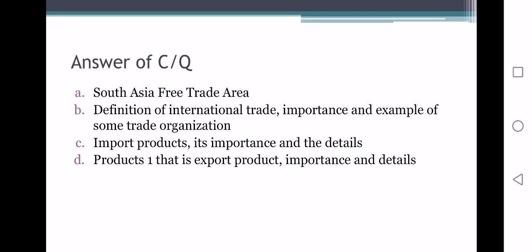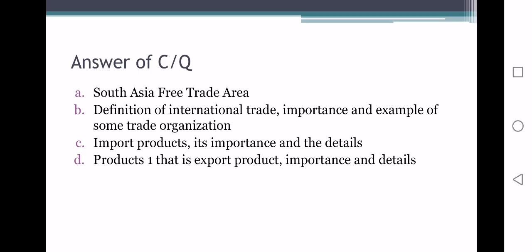What do you know about international trade? Explain. For answering this question, you have to first write the definition of international trade. We have already learned the definition: importing products from other countries and exporting products to other countries is known as international trade. After giving the definition, you have to write the importance and also give some examples of trade organizations.